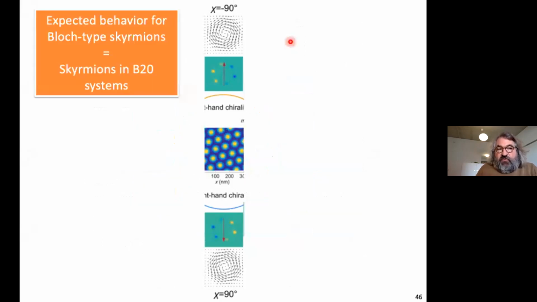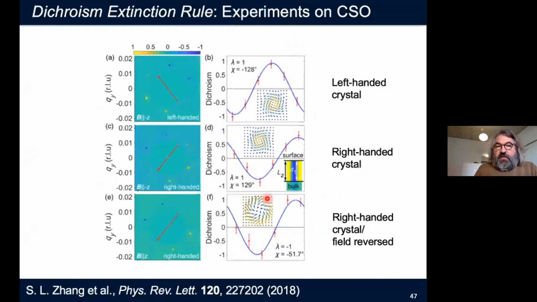So what you would expect for a B20 type crystal system is Bloch type skyrmions, so either minus or plus 90 degrees, depending on the chirality of the system, meaning whether we have a left or a right-handed crystal. Now we carried out the measurement in copper oxyselenate, and what we find is that for the left-handed crystal, we get a chi of minus 128 degrees, and for a right-handed crystal, we get a chi of plus 129 degrees. So this is matching, however, it's not 90 degrees, and I will talk in a moment about what's behind this.